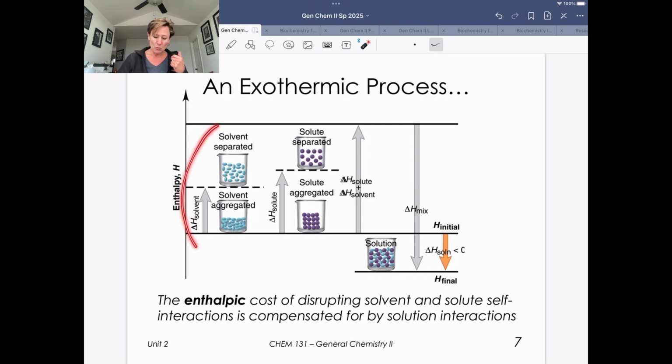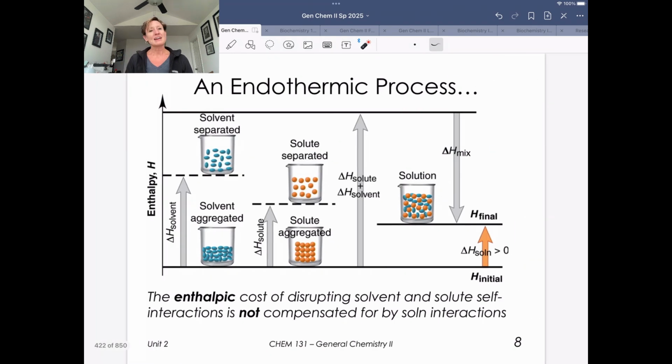When we form a solution, we are asking the solvent intermolecular forces to be disaggregated or broken, the solute intermolecular forces to be disaggregated or broken, and then when we form a solution, we have new intermolecular forces. If these two costs are more than compensated by the gains of the new intermolecular forces that are formed, then the overall process is going to have a negative delta H. It will be an exothermic process, right? Energy goes downhill. An endothermic process basically has the disaggregation enthalpies, those costs, not compensated for by the new intermolecular forces that we get when we form our solution.